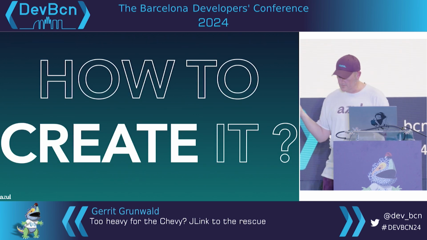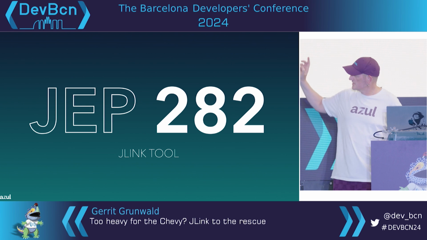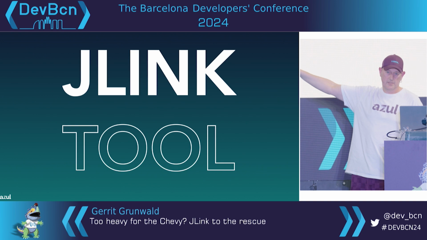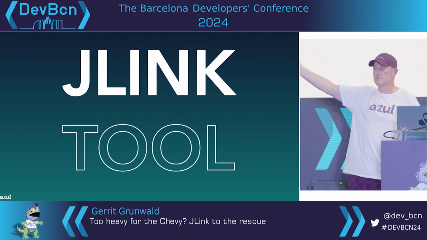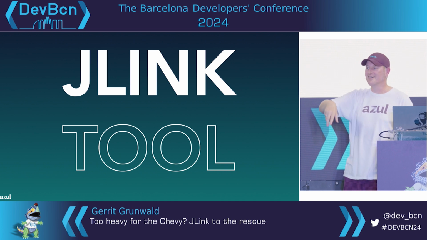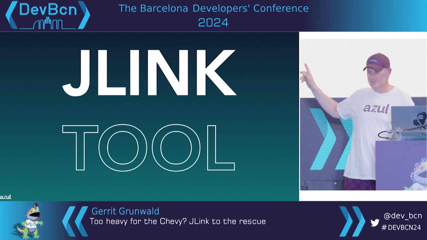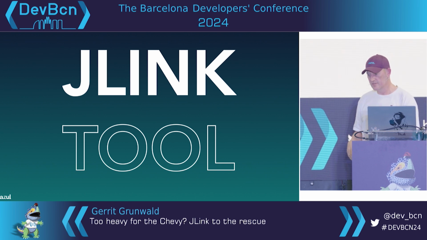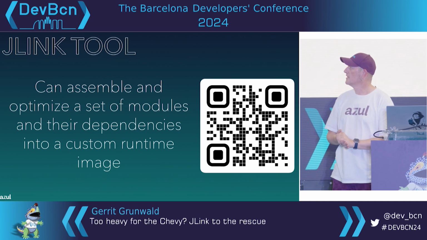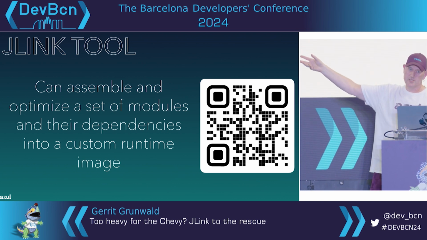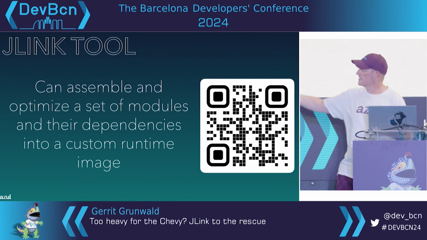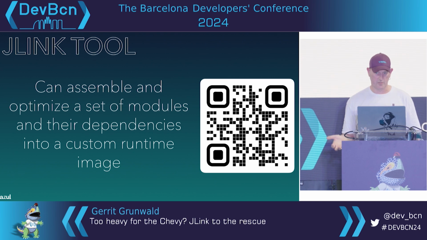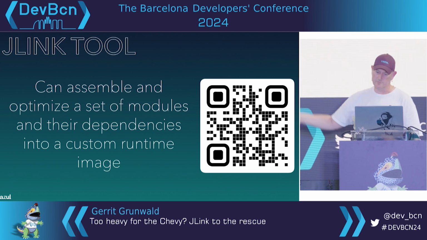The question is how to create a custom runtime. Well, there is another JEP, JEP 282, which is for the Jlink tool, right? Did someone ever hear about the Jlink tool? Yeah, you know, probably. But the others? That was presented when JDK 9 came out. But somehow people didn't realize that it's really beneficial. So this is a tool. It comes with the JDK. You don't have to download it. It's part of OpenJDK. It can assemble and optimize a set of modules and their dependencies into a custom runtime image. It's exactly made for this problem, right?